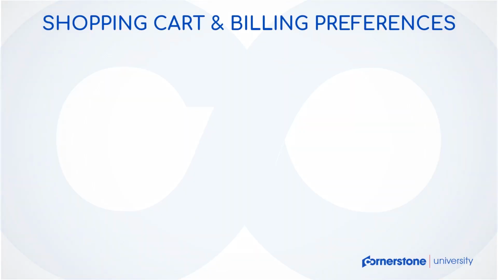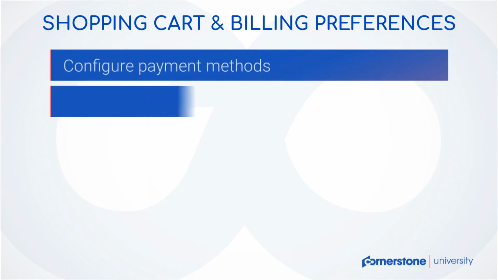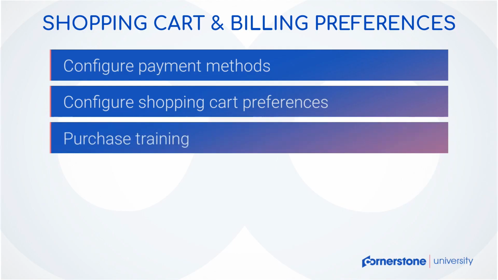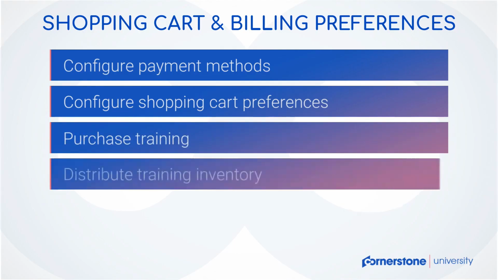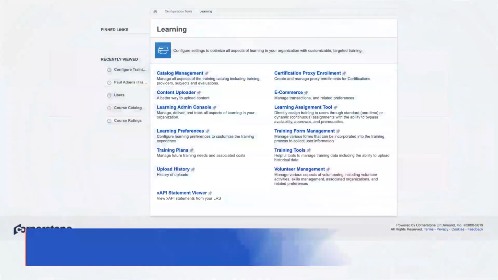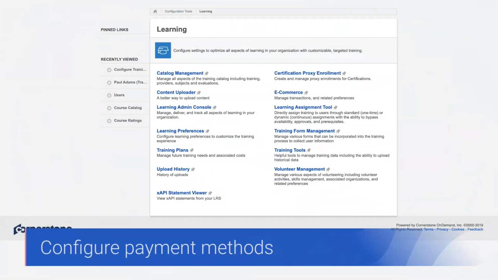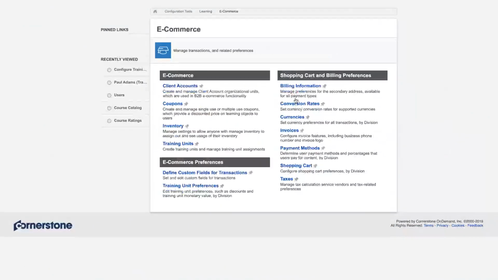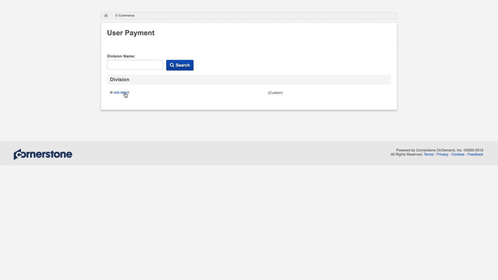It's important to properly configure payment methods, shopping cart, and billing preferences, as those decisions impact how users purchase training for themselves or use inventory to distribute training to others. Before using the shopping cart, determine how users will purchase training. Payment methods can be defined at the division level.